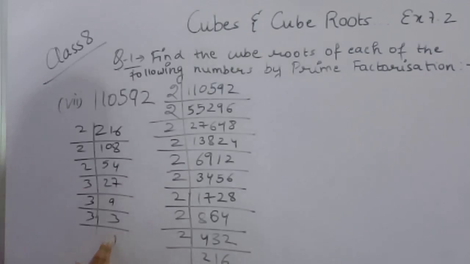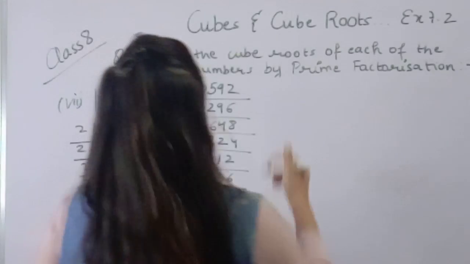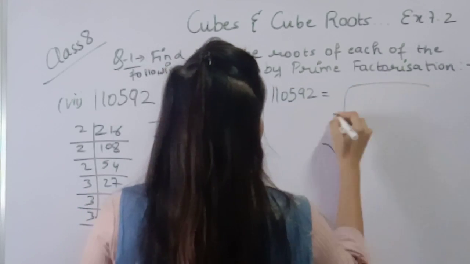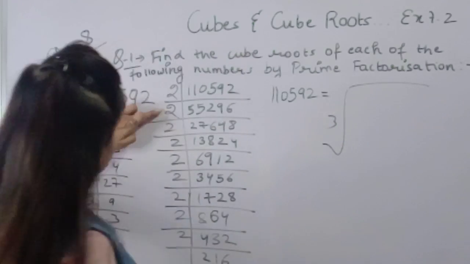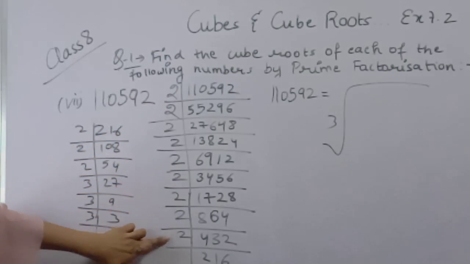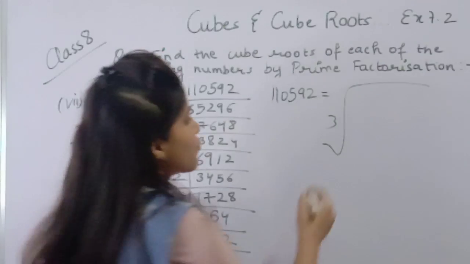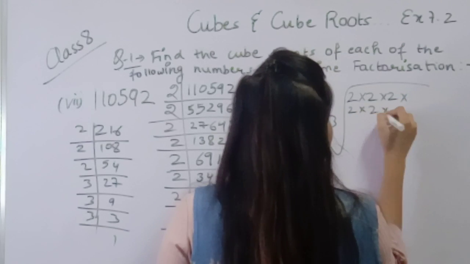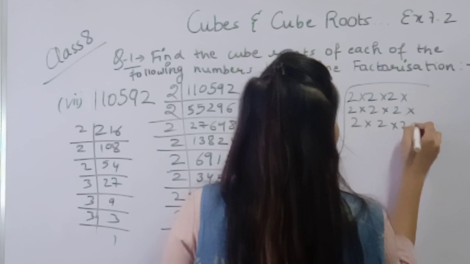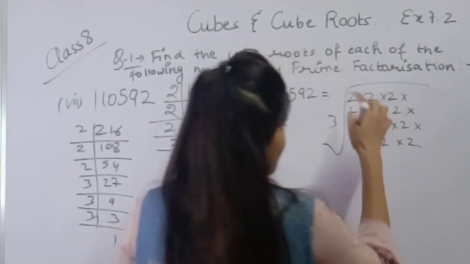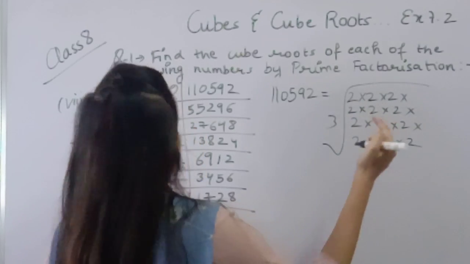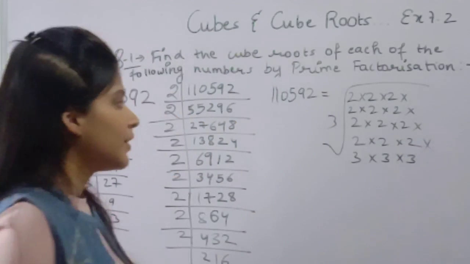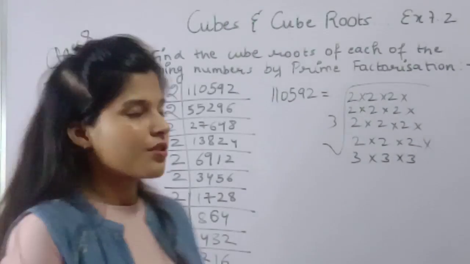So we got 1 now. So the factors of 110592 are 12 times 2, that is 2 into 2 into 2 into 2 into 2 into 2 into 2 into 2 into 2 into 2 into 2 into 2. So 12 twos. And then 3 times 3 as well. So 3 into 3 into 3. So these are the factors of 110592.